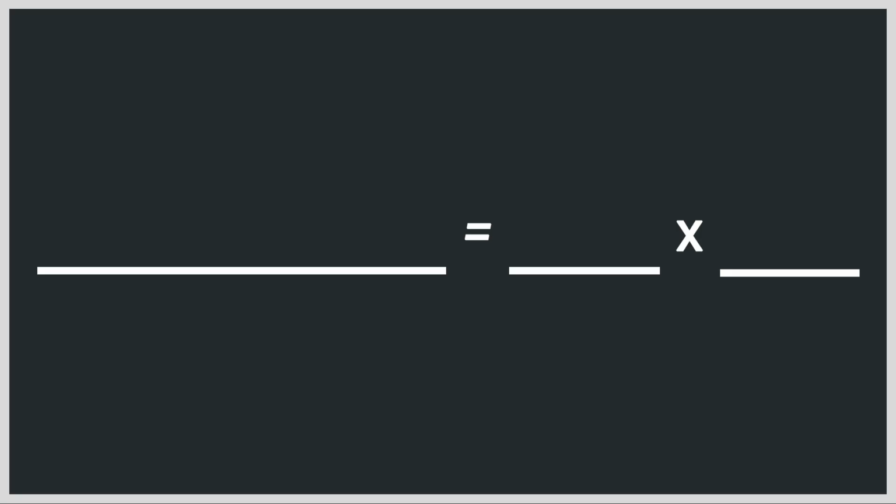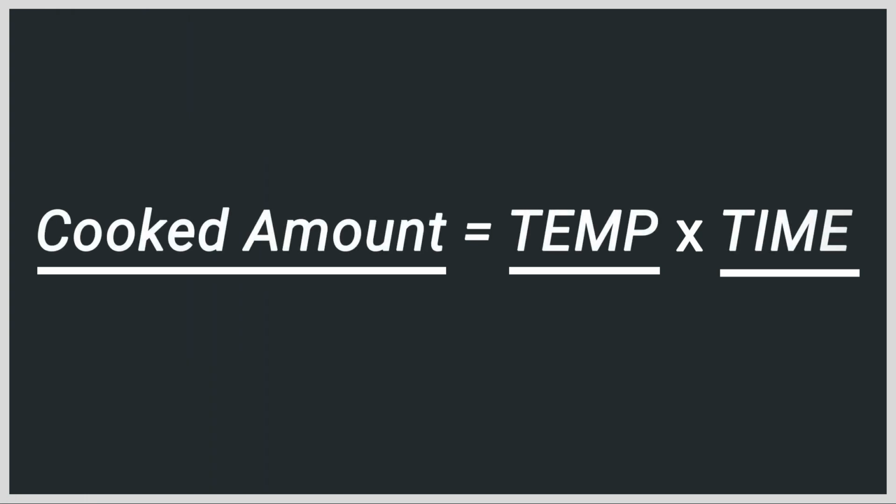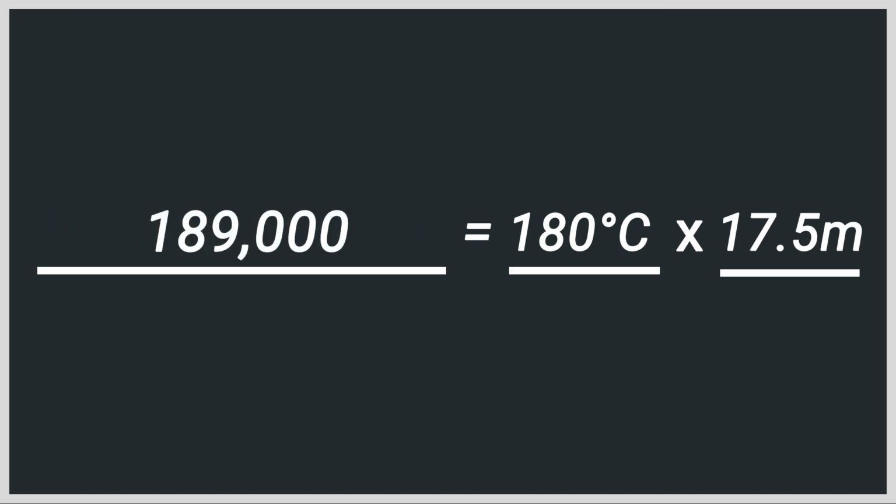Okay, so you've made your mixture. There are a few in-between steps, but we'll skip them for now and go straight to the baking. The basic formula for cooking is as follows. The cooked amount of a product is equal to temperature multiplied by time. Using our shortbread example from earlier, the cooked amount would equal 189,000.